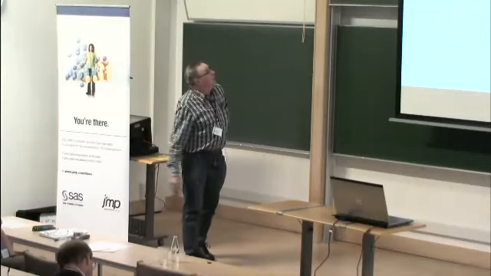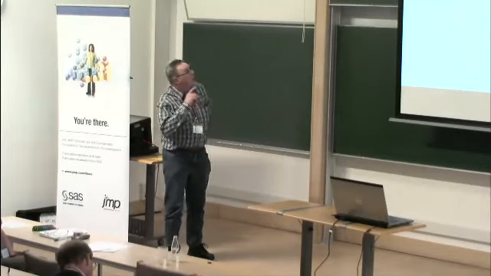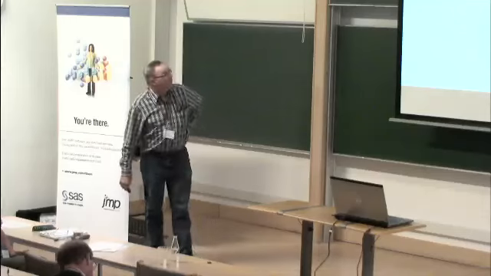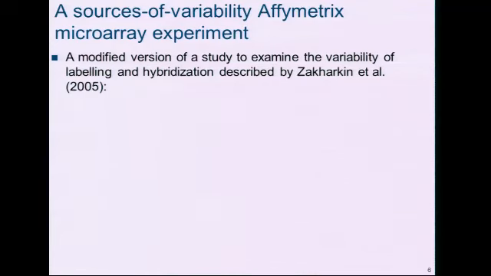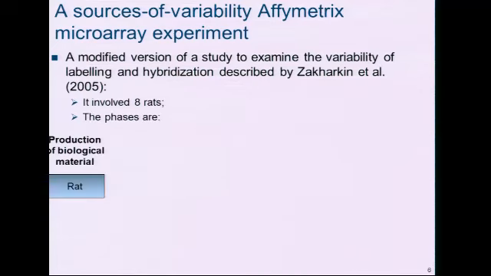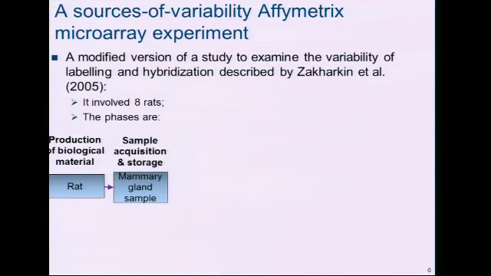To illustrate this process, I'm going to take an example, which is a sources of variability Affymetrix microarray experiment. It was a study discussed in a paper by Zakharkin and co-workers, and they were looking at the variability of labelling and hybridisation in microarray experiments. It involved 8 rats, and the phases are as follows. They had the production of biological material phase, and that produced a rat. They then took a sample, a mammary gland sample from each rat, so that was the product of the sample acquisition and storage phase.